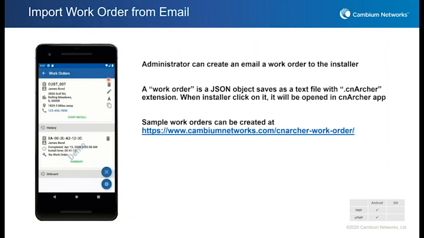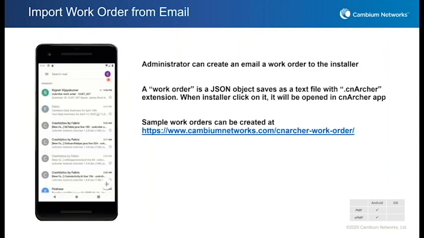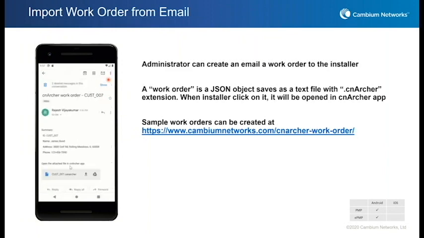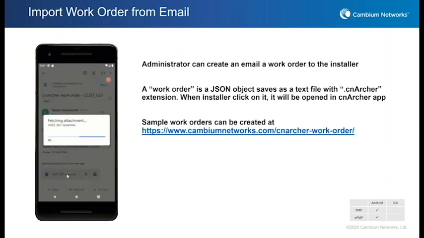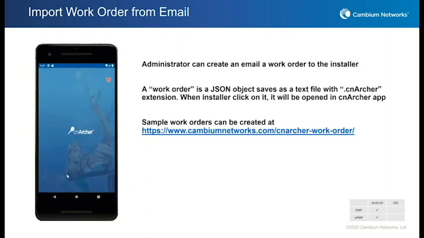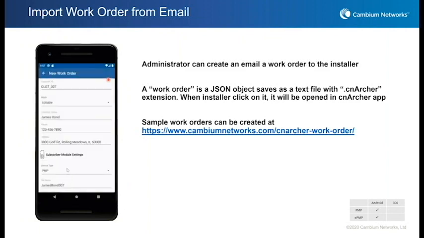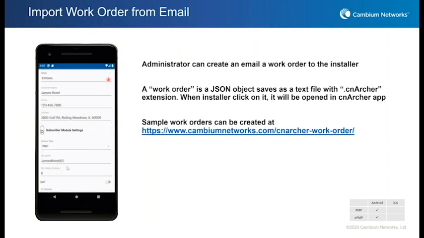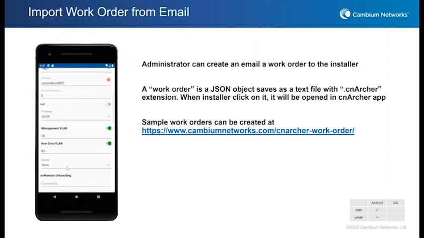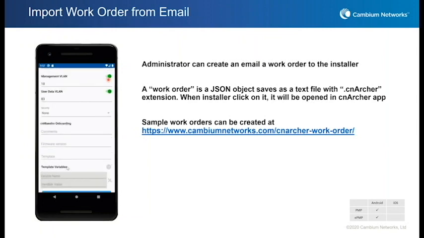So without the installer having to type anything in, the administrator can send those details to the installer, and they can basically launch it from their email, open it in cnArcher as a work order, and save it. So if you have 3 installs in a day, all 3 work orders can be sent to the installer ahead of time, and they can just add it to their queue, and it will show you these are the 3 work orders for you today.